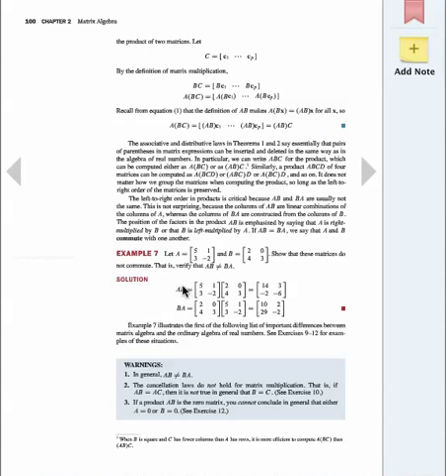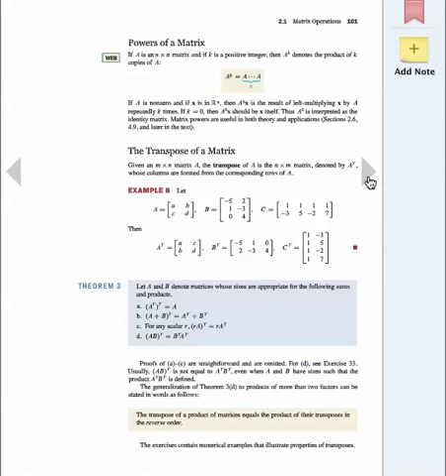Take a look at how AB and BA are two different things, and these warnings down here are super duper important and inform a lot of how matrix algebra works. So do take special note of those.